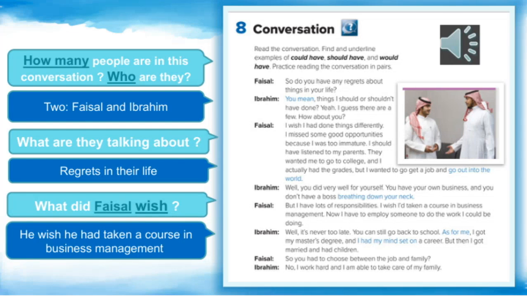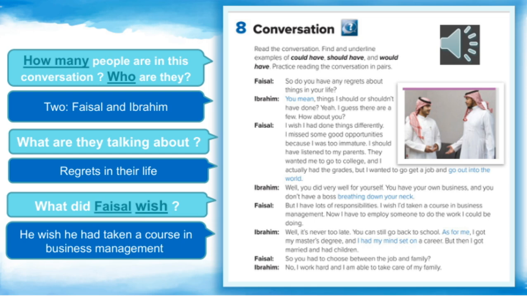Now let's take a closer look at Faisal and Ibrahim. Faisal wishes he had taken a course in business management. This highlights a common theme: regrets. Many people look back and wonder what could have been if they had made different choices. So, what exactly did Faisal wish for? He regrets not investing time in learning business skills earlier. It's a reminder that sometimes the decisions we don't make can shape our future in unexpected ways.